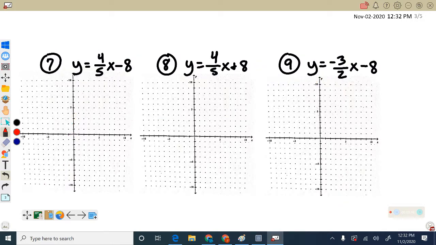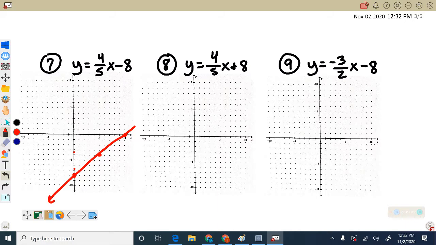Okay, 3 more final examples for us to look at. This first one's pretty straightforward. You begin at negative 8. Your slope is 4 over 5. So up 1, 2, 3, 4 to go right 5. And I'm going to connect my dots because I can't go any down to the left.